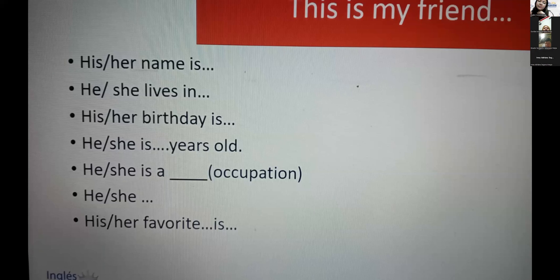His birthday is. Ajá, ¿y qué decir su cumpleaños es? Your. Así es. Your birthday is. Doribel, usted podía haber inventado esta información para que no le cueste por el tiempo.